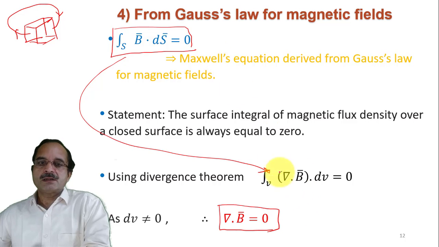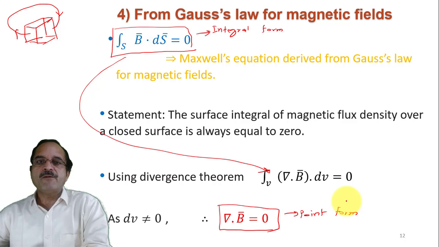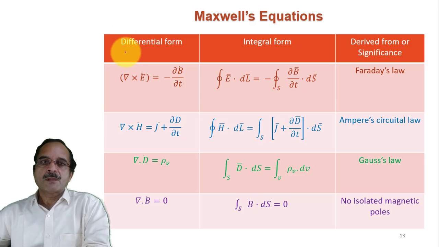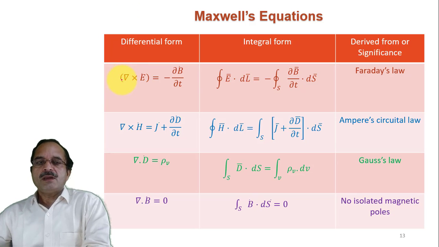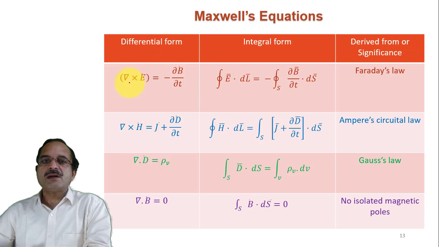So this is the point form of the Maxwell equation derived from Gauss law for magnetic fields. So this is the integral form. This is point form or differential form. So these are the four Maxwell's equations for time varying fields. Now let us list out all the equations together. So all these four equations derived from Faraday's law, Ampere's circuital law, Gauss law and Gauss law for magnetic fields we have listed here. This is for time varying fields.